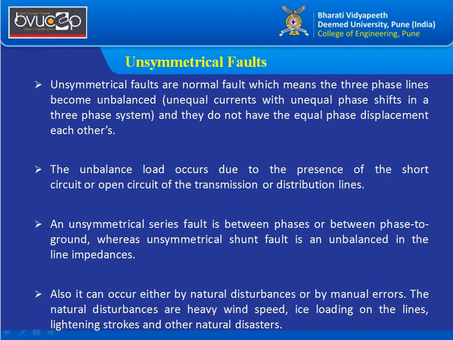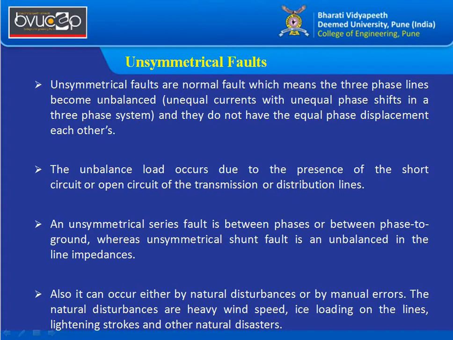After that we have the unsymmetrical faults. Unsymmetrical faults are abnormal faults, which means the three phase fault becomes unbalanced. In the balanced case we said it is a symmetrical fault, where all three phases have the same magnitude of current, but not necessarily all the time. It can have different magnitudes of current also, which contribute to the unbalanced current. Unbalanced current means unequal currents with unequal phases in the three phase system, and they don't have the same phase displacement. That is the main difference between symmetrical and unsymmetrical faults. The unbalanced load occurs due to the presence of a short circuit or open circuit of the transmission lines or distribution lines.